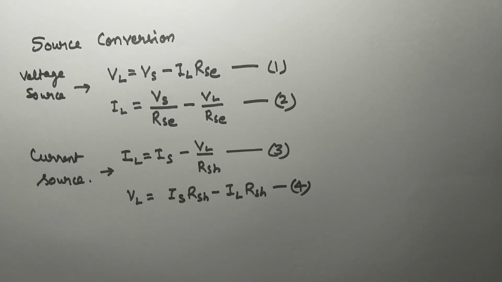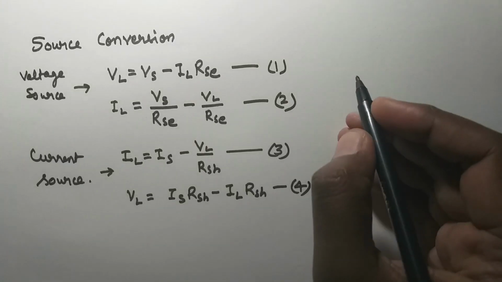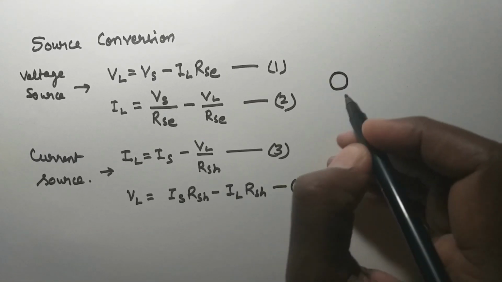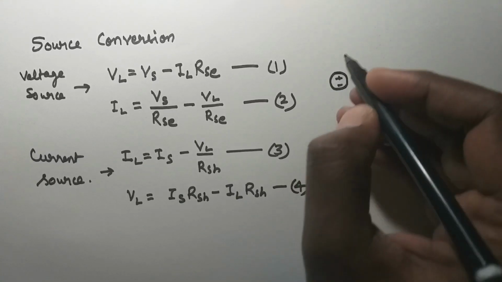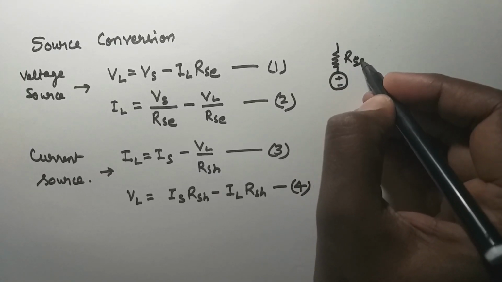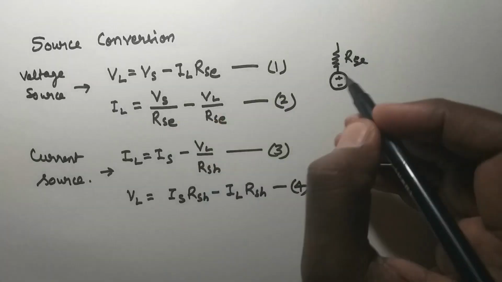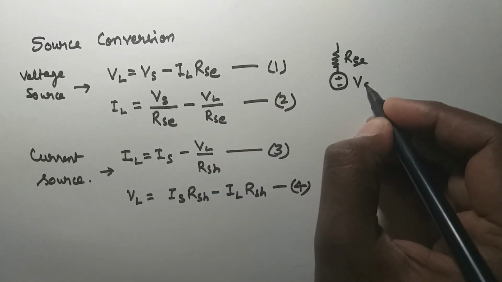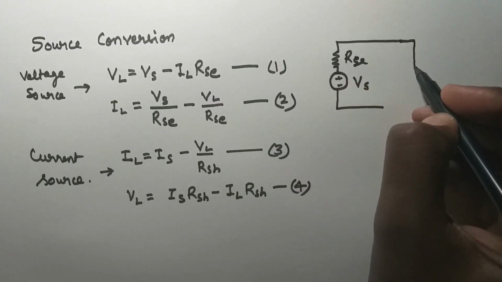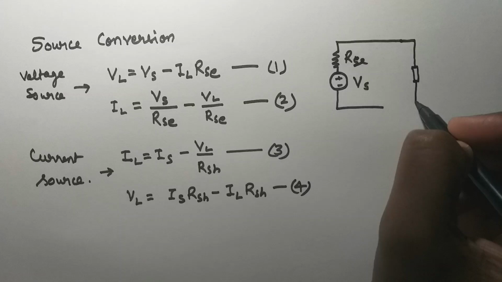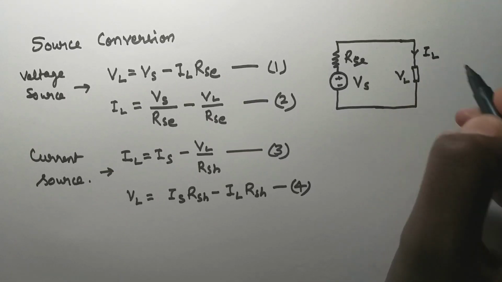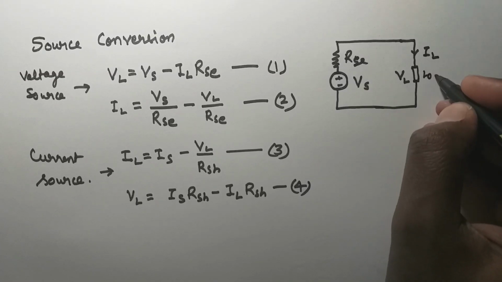Now we can also draw the circuit diagram for this. This is the voltage source with series internal resistance RSE and voltage Vs, and this is connected to a load. Load voltage is VL and load current is IL. This is the load circuit.